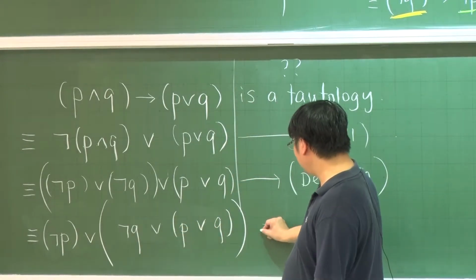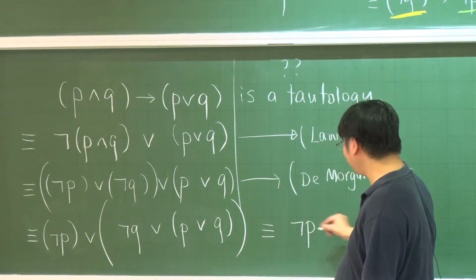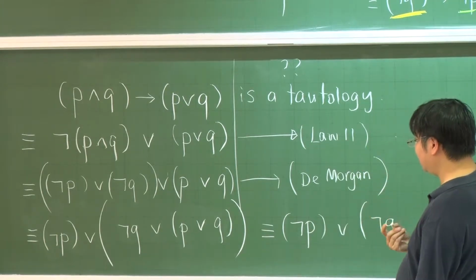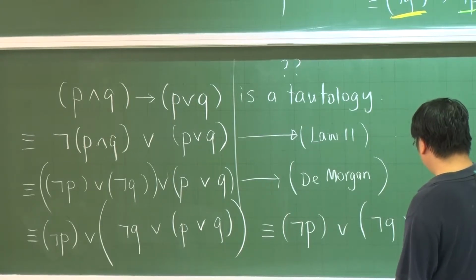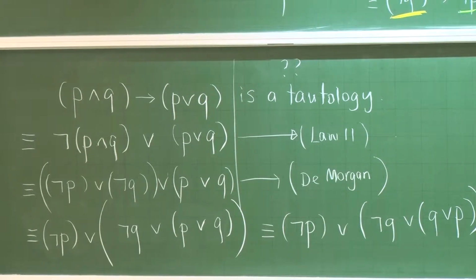So this is equivalent to what? We can write down not P, first one, or this one, not Q or Q or P. Okay? And then which law am I using? Anyone? Commutative law, right? So I'm exchanging P and Q. Why do I need to be very careful? Because it is not always true that any operation is commutative.